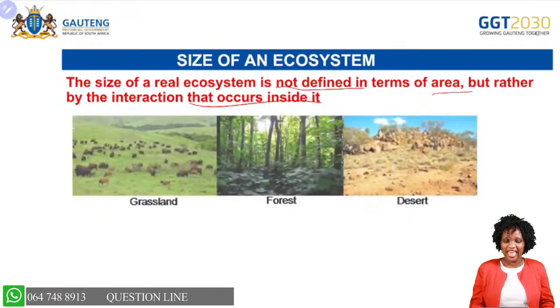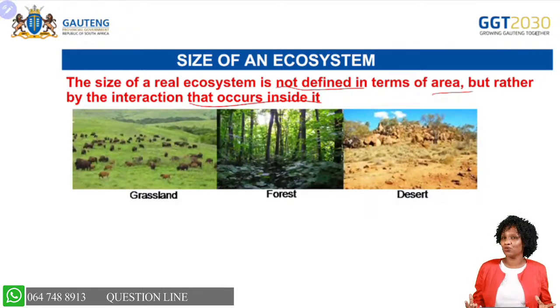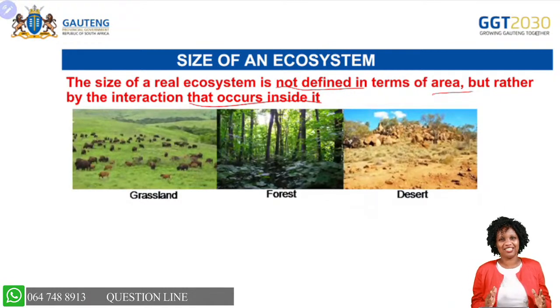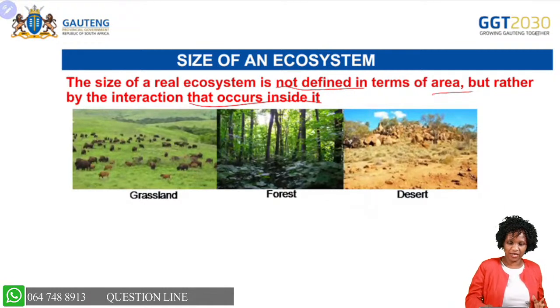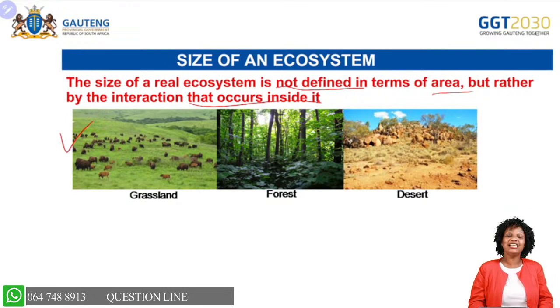And then we've got grasslands, we've got forests, we've got deserts. In grasslands, we've got animals that survive in grasslands. For example, this is a grassland here. We've got animals that survive in a grassland. And a lot of things happen in a grassland. We've got a food chain that is taking place there.